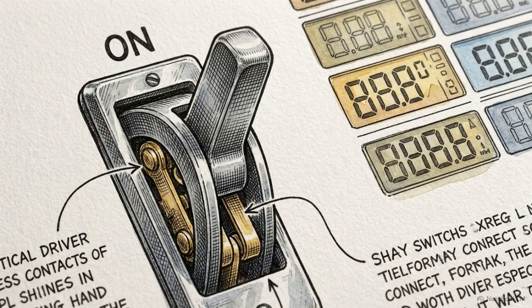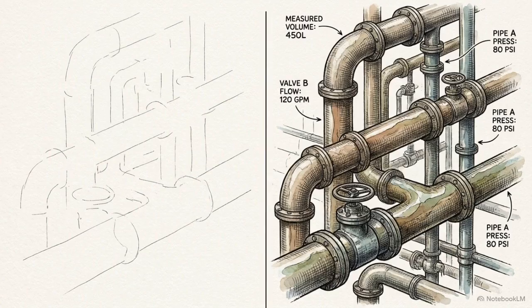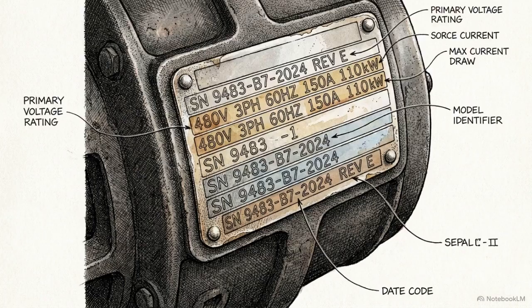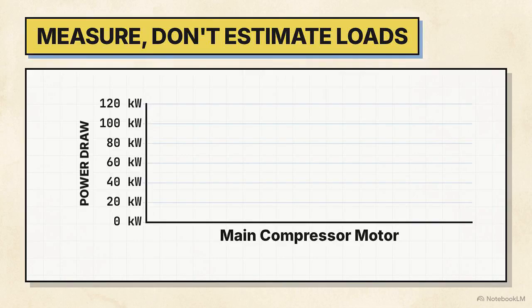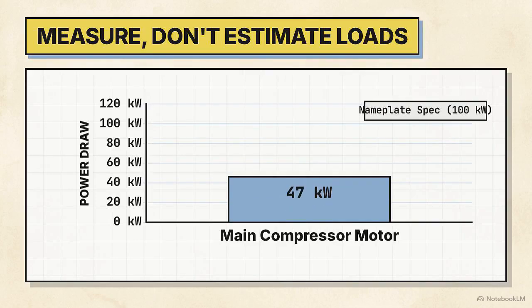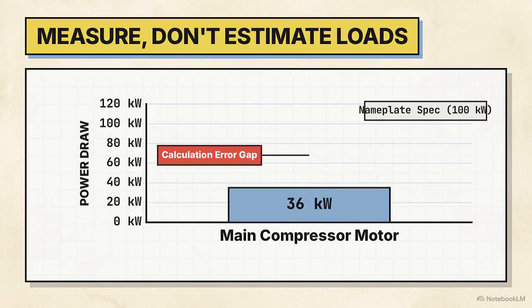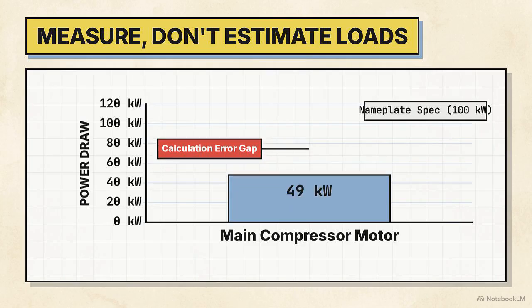Once the boundary is locked, we reach step 3, data collection. This is the absolute backbone of the entire audit. While reviewing historical utility bills provides a macro view, it is no substitute for physical on-site measurement. Relying on an equipment's nameplate rating or desktop estimations invites massive risk. A motor might be rated for 100 kilowatts, but assuming it constantly draws that exact amount guarantees calculation errors.